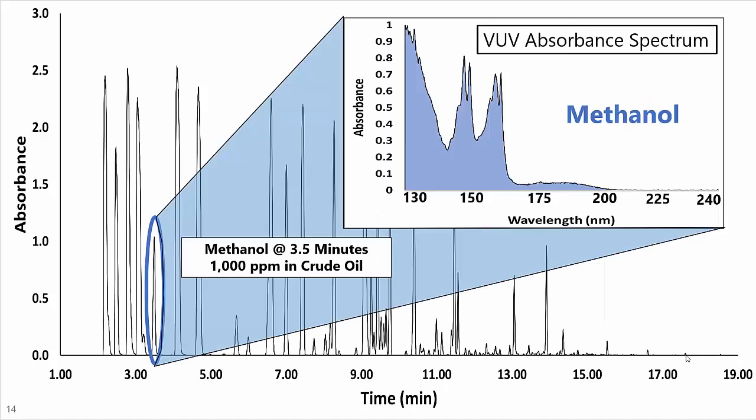In this slide, we have methanol eluting at 3.5 minutes, and this peak is at 1,000 ppm in concentration in the crude oil. And the inset figure is the VUV absorption spectrum, and this is a very unique spectral fingerprint of methanol, so it's quite distinct from any of the compounds eluting in this entire chromatogram.